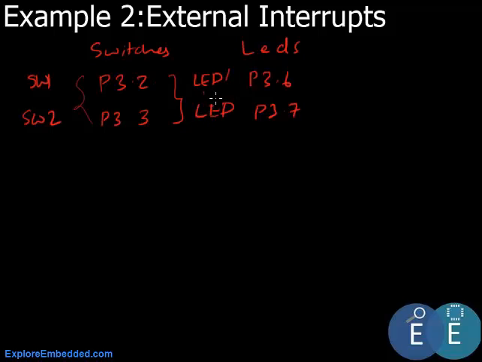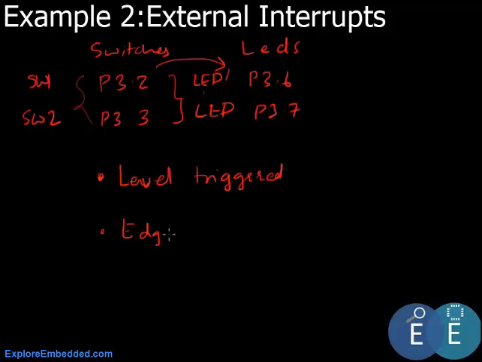Now what we do here is whenever we have an external interrupt, we turn on the respective LED. But before we go ahead and look at the code, let us look at external interrupts in a little more detail. There are two ways in which external interrupts could occur. The first is called level triggered, and the second is called edge triggered.